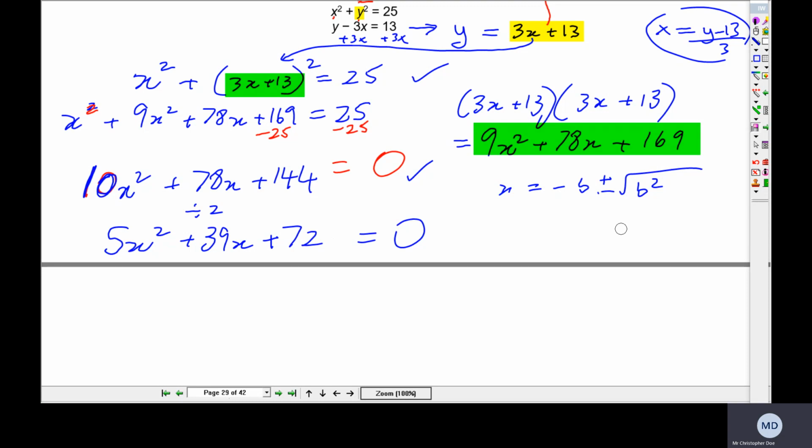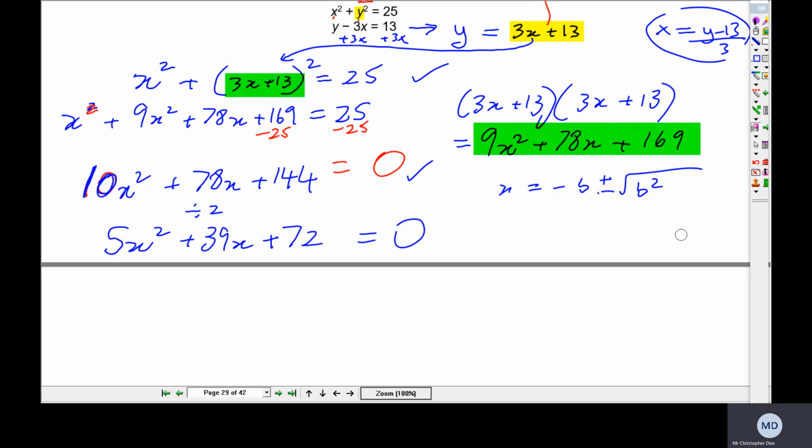Is the formula on the formula sheet? It is, isn't it? Hello, Abigail. So with the formula sheet, are you happy that we just use the formula? If you can correctly use the formula, even if you don't finish it, that's your 4th mark. It's either for factorising it or for using the formula.